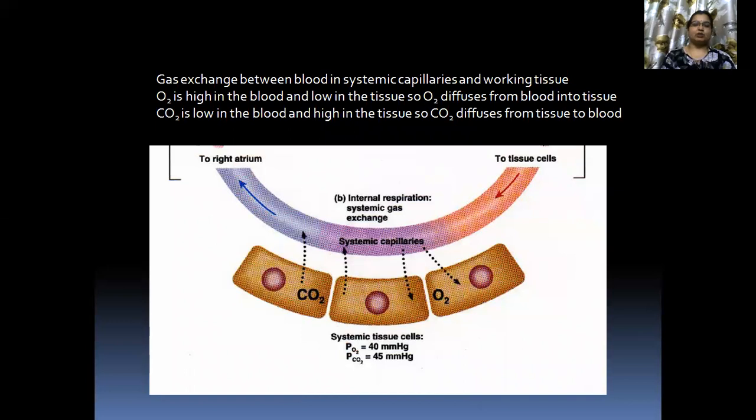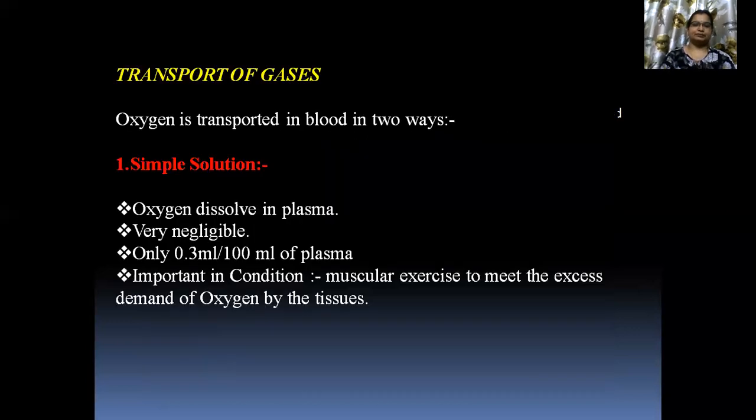Gases exchange between blood in systemic capillary and working tissue. Oxygen is high in the blood and low in the tissue, so oxygen diffuses from blood into tissue. Carbon dioxide is low in the blood and high in the tissues, so CO2 diffuses from tissue to blood. And next is transport of gases.